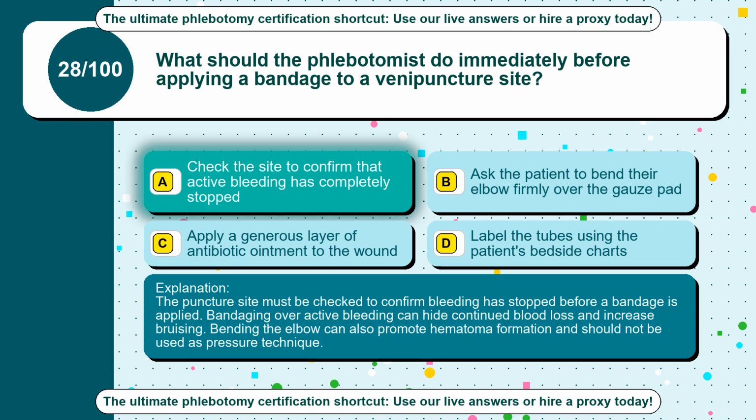The puncture site must be checked to confirm bleeding has stopped before a bandage is applied. Bandaging over active bleeding can hide continued blood loss and increase bruising. Bending the elbow can also promote hematoma formation and should not be used as a pressure technique.